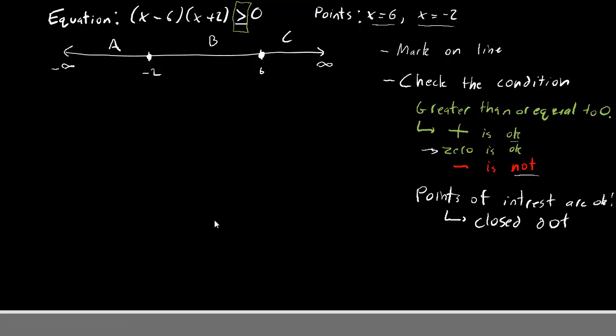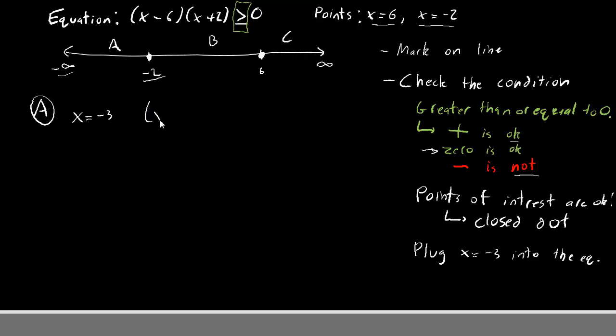There it is. Now, what we should do, if we're going to check region A, we're going to pick a point that's between negative infinity and negative 2. Hopefully one that's easy to work with. Let's try x equals negative 3. And we are going to plug x equals negative 3 into the equation and see if it's positive or if it's negative.